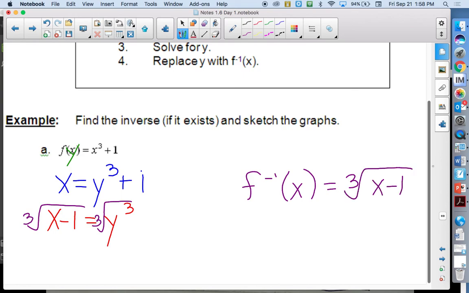We won't worry about sketching the graphs. You can plug it in your calculator to see that they're inverses. But like we started with x cubed, we have the cube root. We started with plus 1, we have a minus 1. So they look like they're inverses of each other as well. I know I only went through one of those and that was really quick. Questions? Sorry, I squeezed that last one in. So finding the inverse, literally switch x and y, get y by itself.